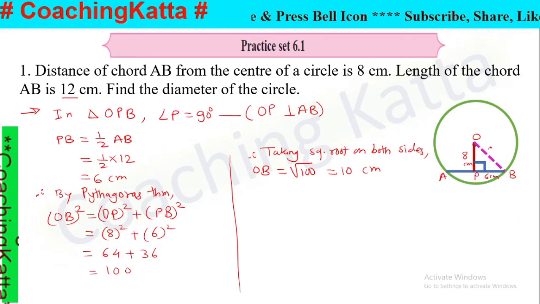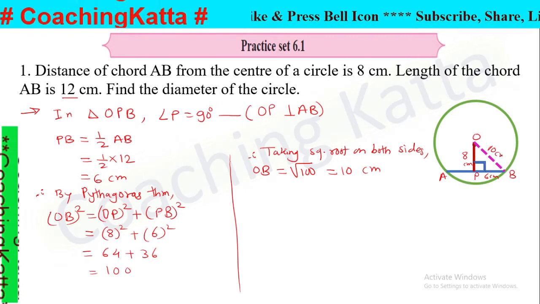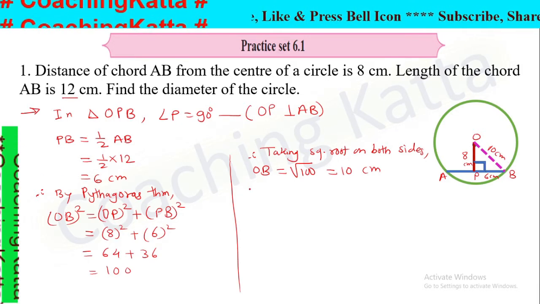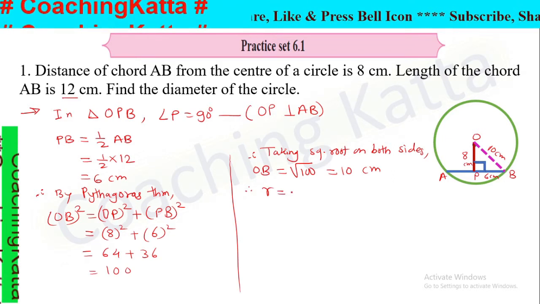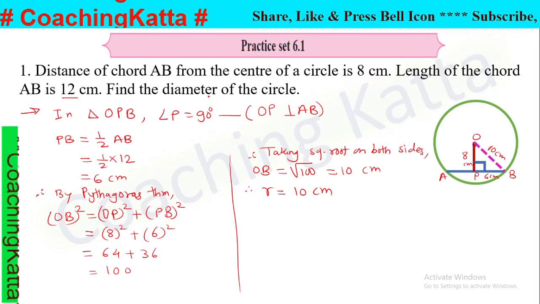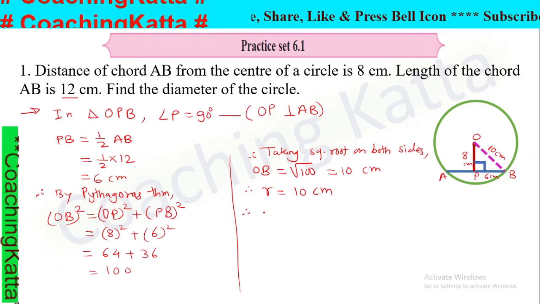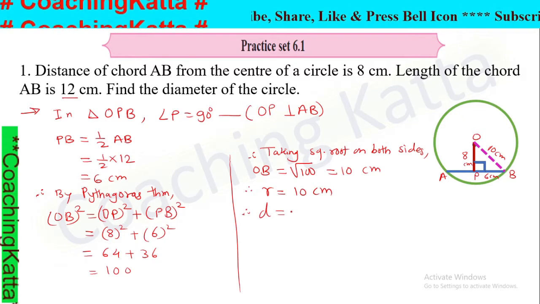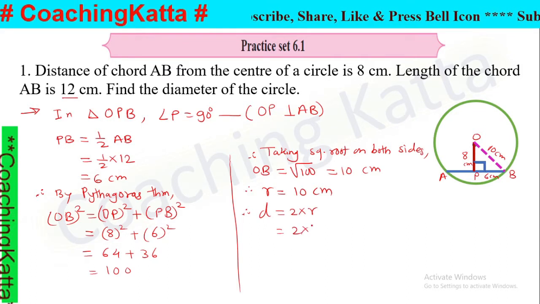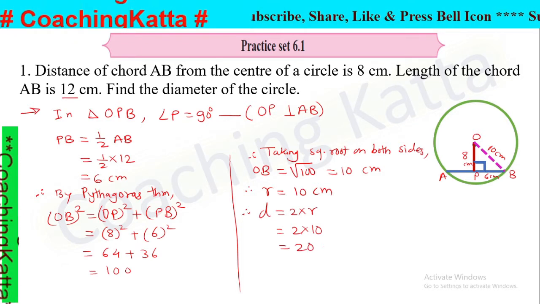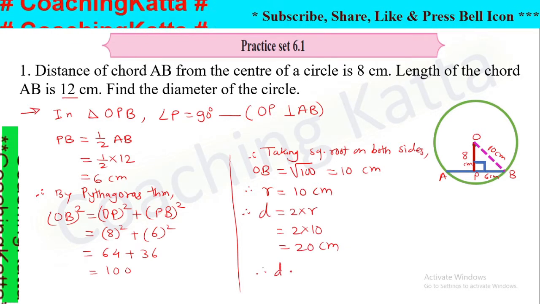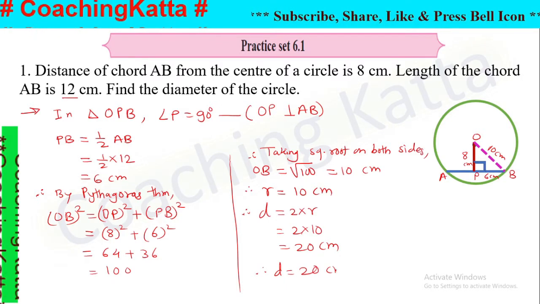So this is the length of OB equal to 10 centimeter, and OB means it is the radius of the circle. Therefore R equal to 10 centimeter, and we have to find the length of diameter. Therefore diameter equal to 2 into radius, means 2 into 10 equal to 20 centimeter, and therefore our answer is D equal to 20 centimeter.